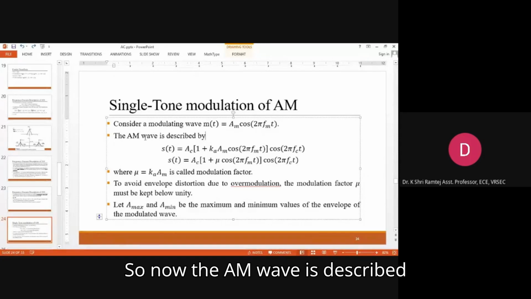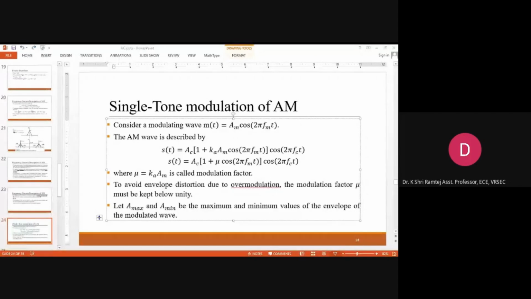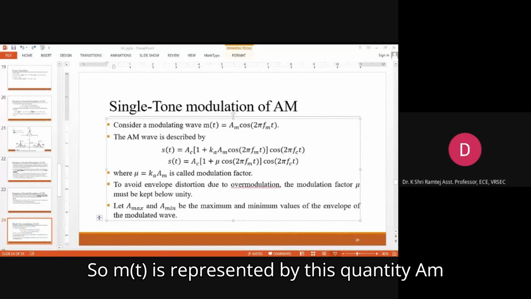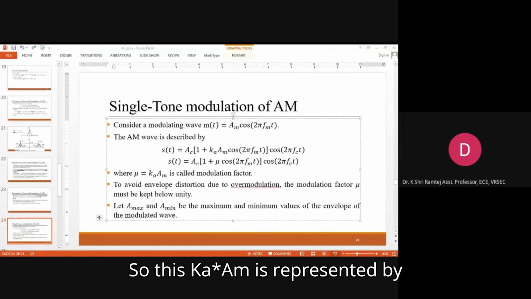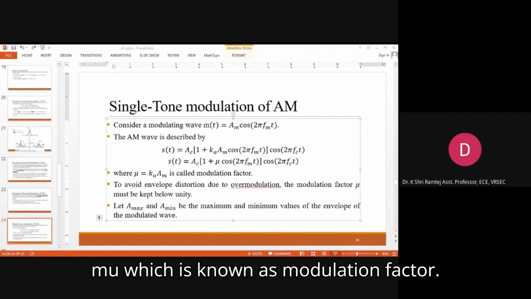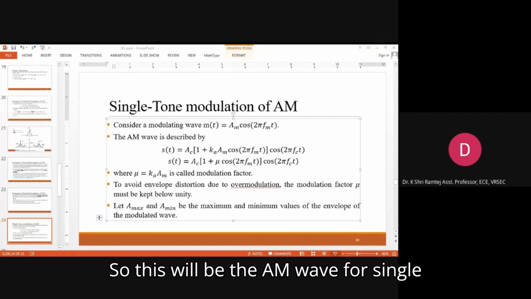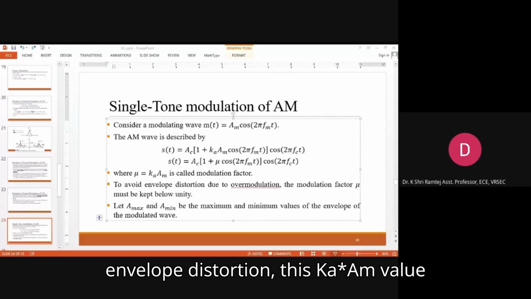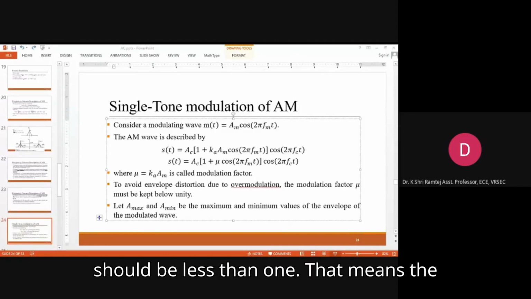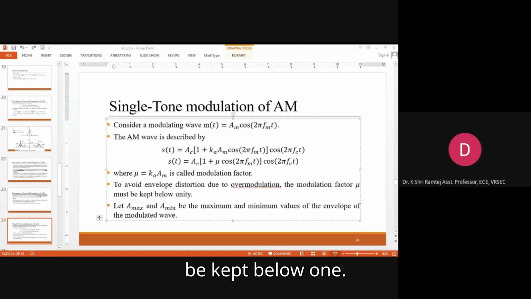Now the AM wave is described by this equation, Ac into 1 plus Ka M of t. M of t is replaced by this quantity Am cos 2 pi fm t. If we represent this as shown here, Ac into 1 plus mu cos 2 pi fm t, this Ka into Am is represented by mu, which is known as the modulation factor. So this will be the AM wave for single tone modulation. As we have discussed earlier, to avoid envelope distortion, this Ka Am value should be less than 1. That means the modulation factor mu should always be kept below 1.